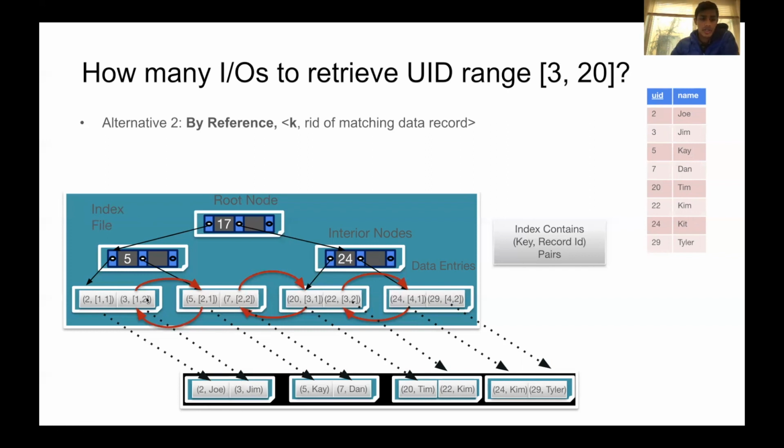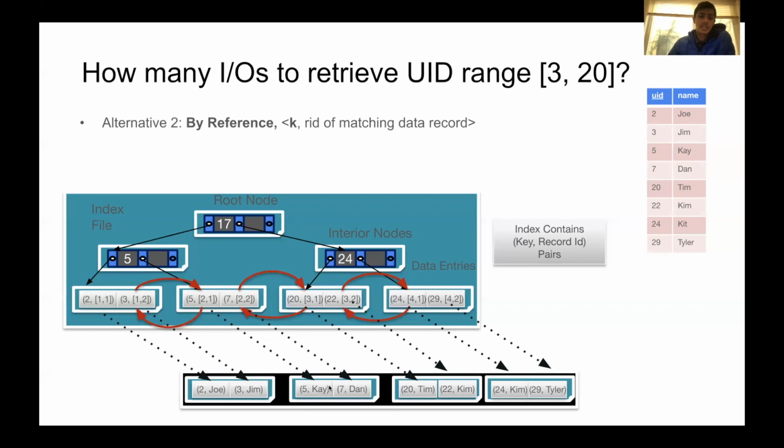Now, I'm going to continue my range search. I'm going to go to the next leaf node, 5, 7. I'm going to pull in the data associated with keys 5 and 7. That's on page 2, so I'm going to pull in page 2 from disk into memory. That's another IO. So far I've had 1, 2, 3, 4, 5, 6 IOs.